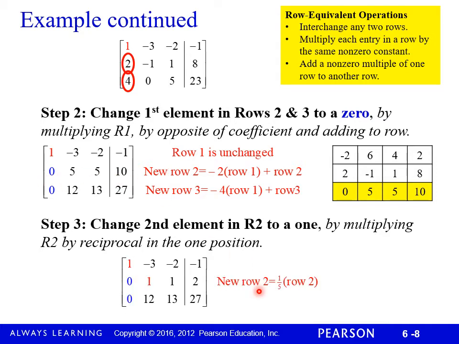Okay, so here we just have new row 2 is 1/5 times the old row 2. So 0 times 1/5 is 0. 5 times 1/5 is 1. 5 times 1/5 is 1, and 10 times 1/5 is 2. All right, so notice now we have that 1 in the position that we wanted it.